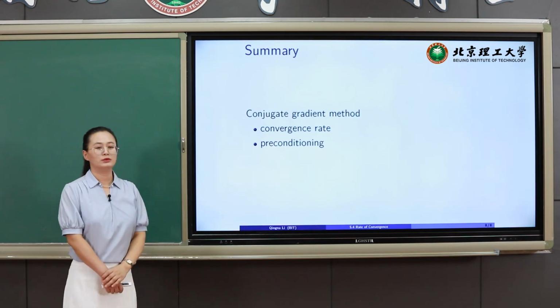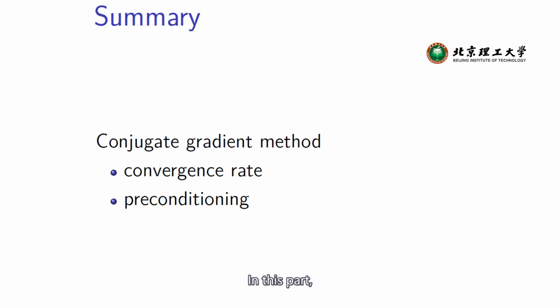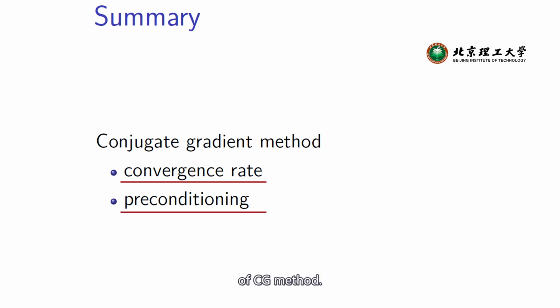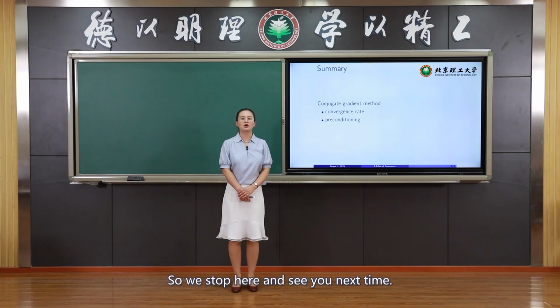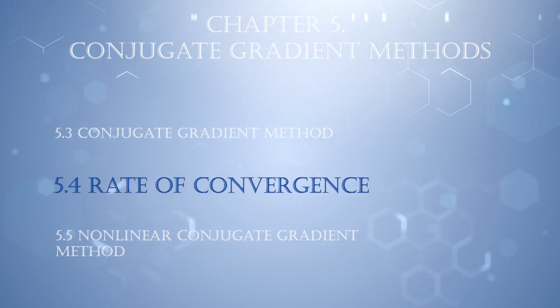Now, let's make a brief summary about this part. In this part, we mainly discussed the convergence rate of the conjugate gradient method, and to further improve the performance of CG, we also introduced the preconditioned version of the CG method. Okay, so we stop here and see you next time.